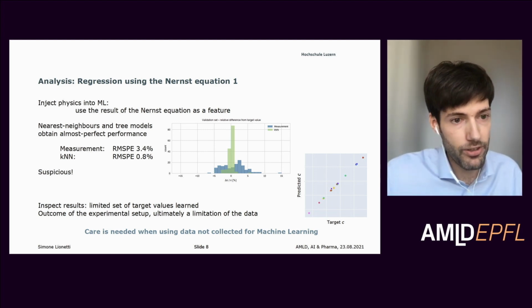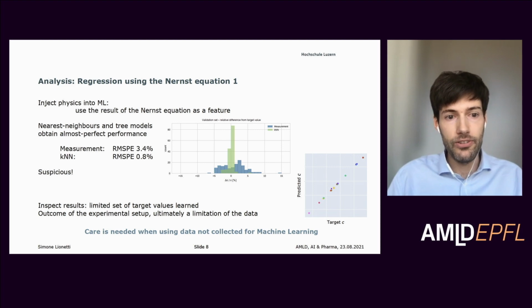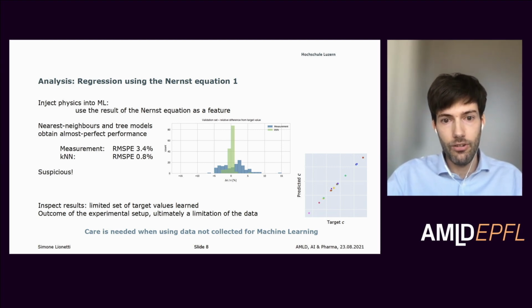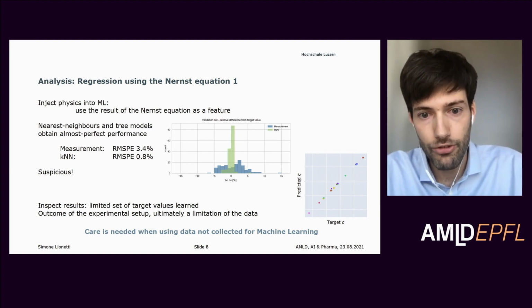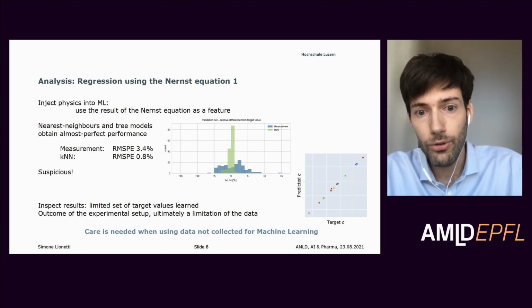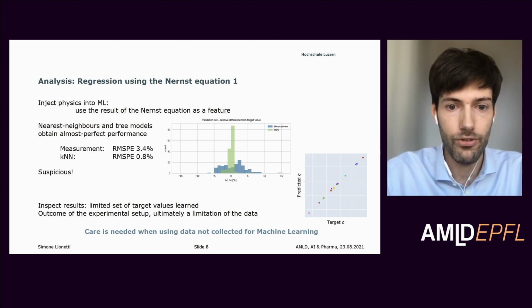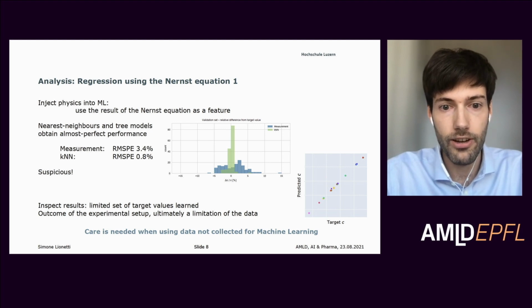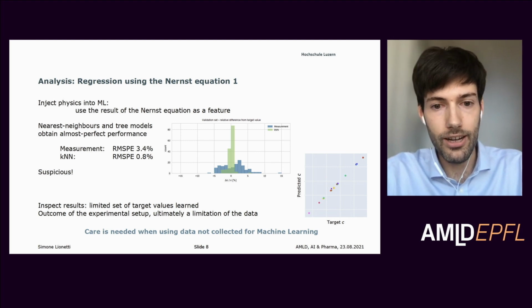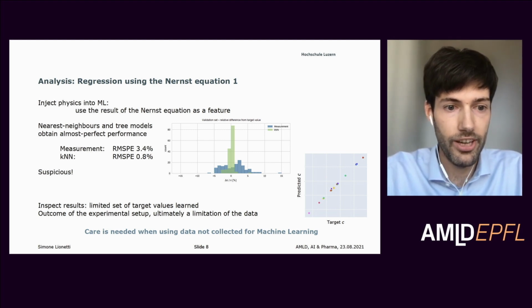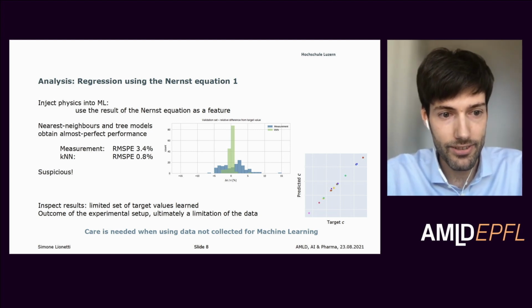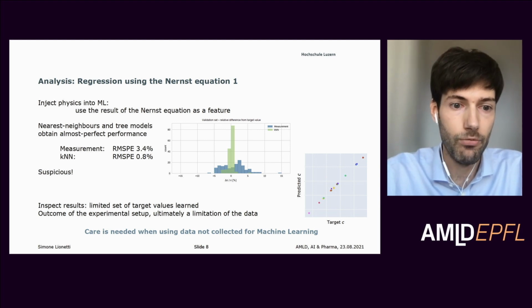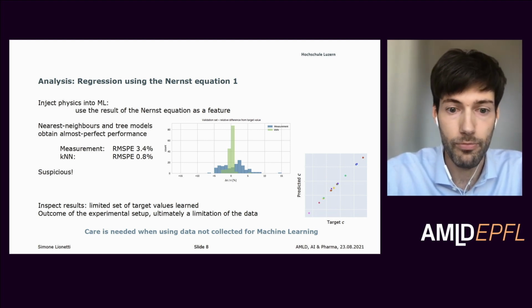So what one should do at this point is actually to inspect results. And this is what we've done here. And on the bottom right, you can see a plot of the predicted values of concentration against the target values of concentration. And what we notice is actually that only a limited set of values are allowed for target concentrations, and that our model is predicting these values spot on for many of them. So in the end, ultimately, this is an artifact of the data that our model is learning by heart. This is not what we want to learn, and this tells us that we should take extra care when dealing with data sets that were not collected for the purpose of machine learning.